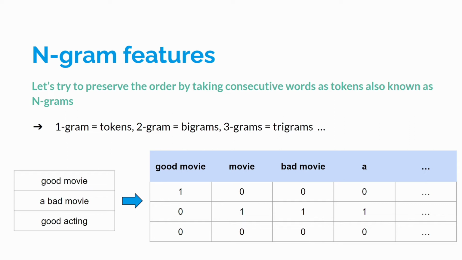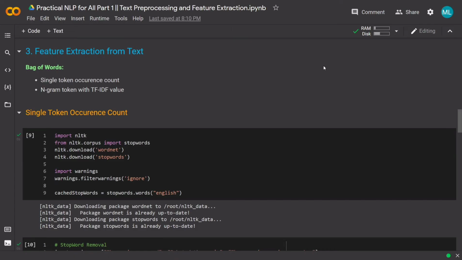Alright, so in this demo we will look at the feature extraction from text in our simple bag of words model. We will first look at the single token occurrences count, which we just saw in the previous slide, and I will also show you N-gram tokens with TF-IDF values. TF-IDF is a very common metric to replace the single occurrences count to improve the efficiency of our model. So the single token occurrences count model, we will construct it as follows.